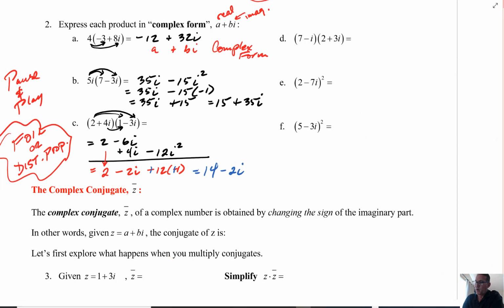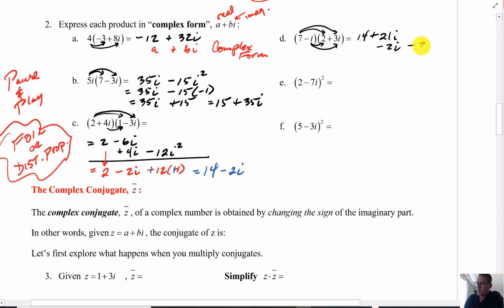All right, so here we go. So 7 times 2 is 14. 7 times 3i is 21i. Negative i times 2 is -2i. And then a negative i times 3i is -3i squared. So what do we get? We get 14, plus 19i, and then plus 3. Remember, this is -1 right there. That i squared is -1, and -3 times -1 is +3. So the end result is 17 plus 19i.